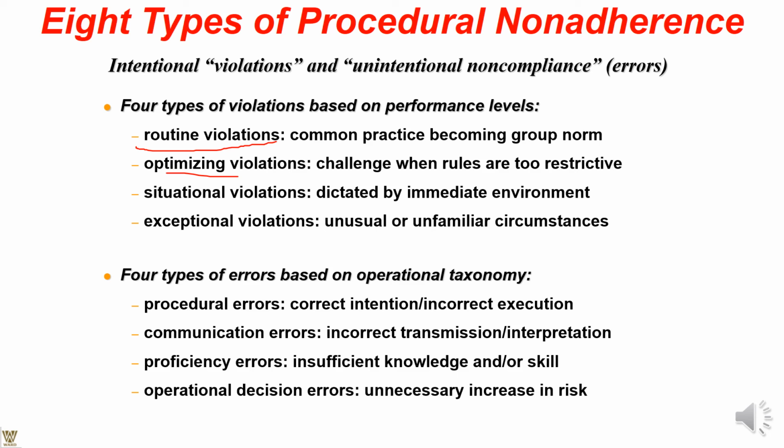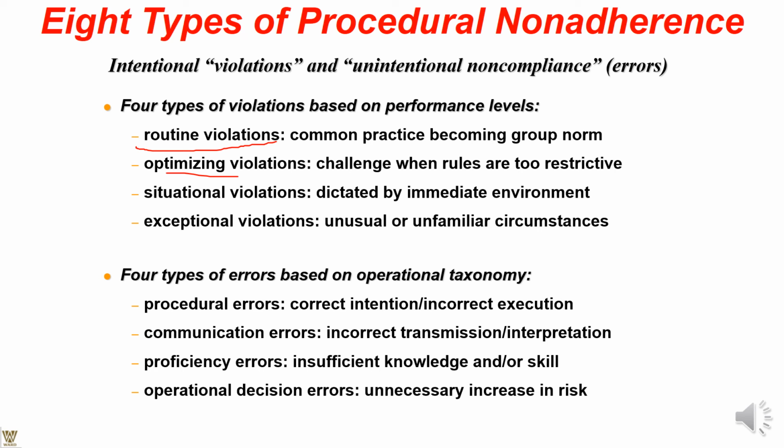We have the exceptional violation also. It is unprecedented circumstances that come around it. Probably your aeroplane is under threat from certain other external exigencies, and so on and so forth. Then the four types of operational non-compliance, or operational taxonomy, where it hurts the most. One is a procedural error, which is correct intentional or incorrect executional, where you find the error with the plane but probably don't diagnose it, don't take a remedial action.